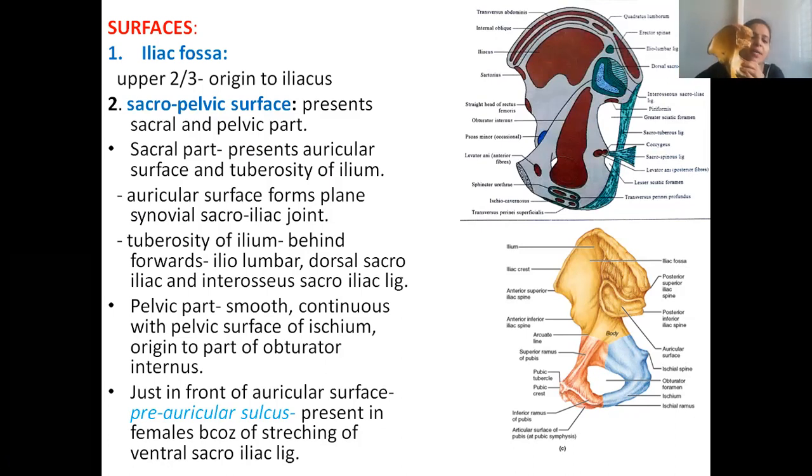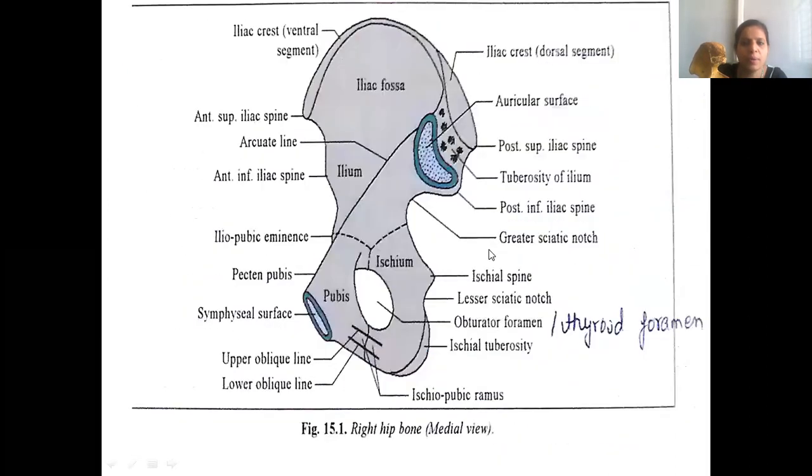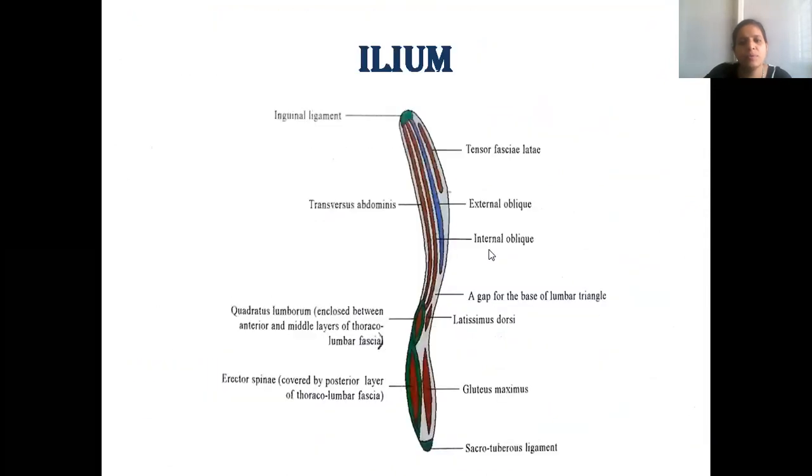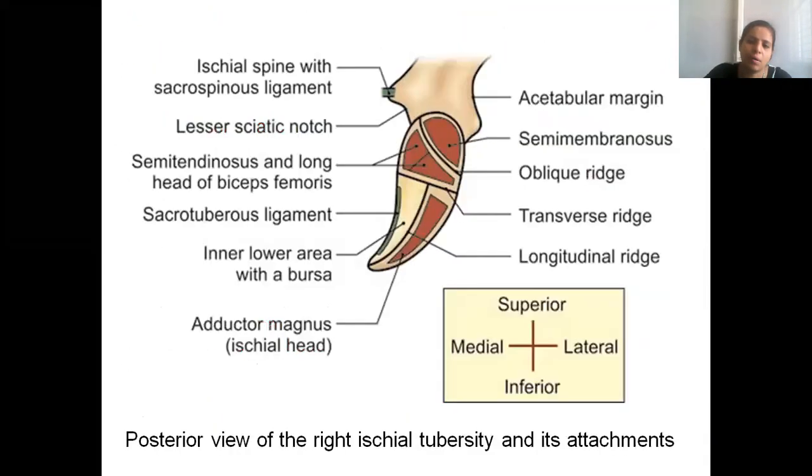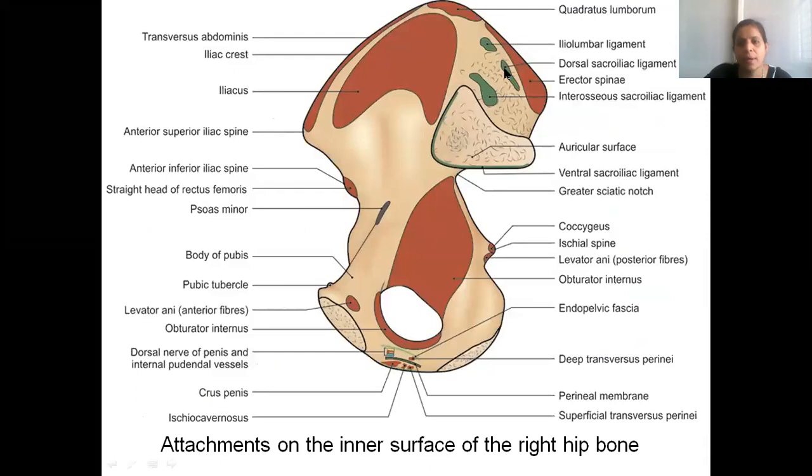The type of joint is a plain synovial joint. Then this is the tuberosity of the ilium, this upper part. This is the part which gives attachment to various ligaments between the lumbar vertebra, sacrum, and the ilium bone. What are the various ligaments we have? Iliolumbar here, dorsal sacroiliac and interosseous sacroiliac ligaments. These ligaments I have shown you previously also. If you remember, all these three ligaments I have shown you.